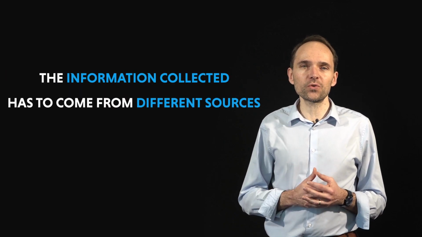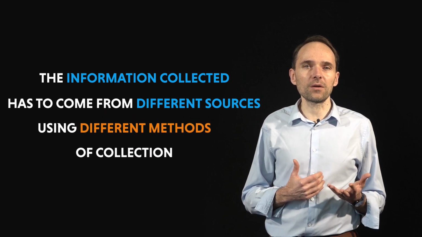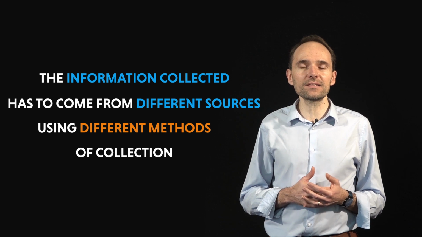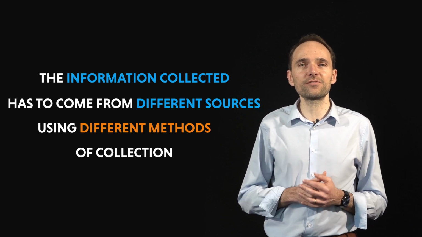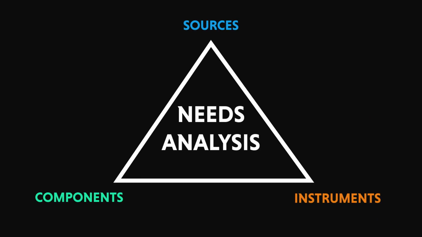In addition, you should remember that the information collected about the needs of particular learners has to come from different sources, and ideally using different methods of collection. For example, a combination of document analysis, surveys, interviews, and focus groups. This is what we call data triangulation, and thanks to this technique, the needs identified are likely to be more valid and representative of the learners under investigation.